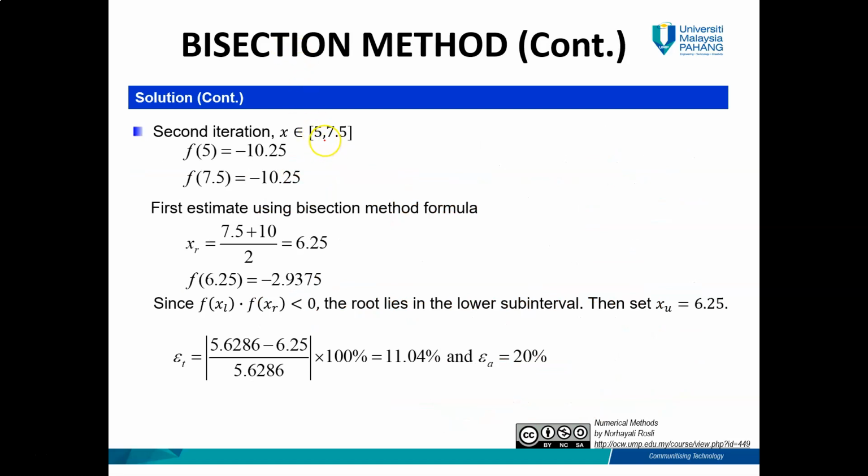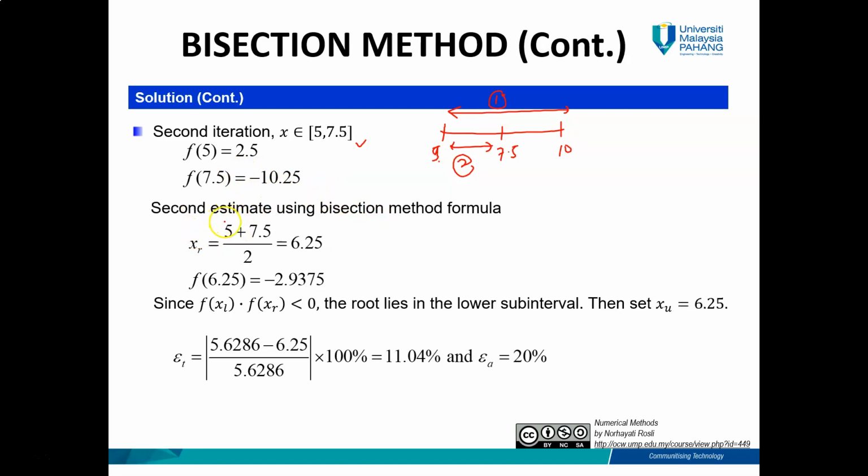Now class, we go to the second iteration. Based on the first iteration, we have chosen the interval; instead of the first one, 5 to 10, we make the interval become smaller. For the first iteration you have this one as the interval, but for the second one we have chosen 5 to 7.5 as our interval. And in this case, F(5) we have computed previously, which is equal to 2.5. F(7.5) is negative 10.25, means that here we understood based on previous that the function is less than 0. The multiplication of these two functions is less than 0.